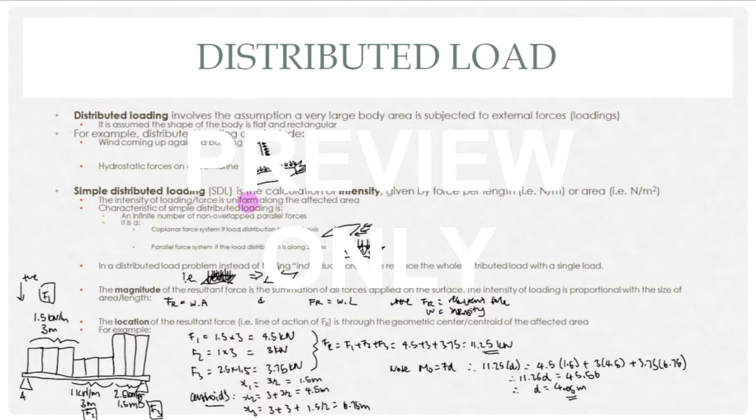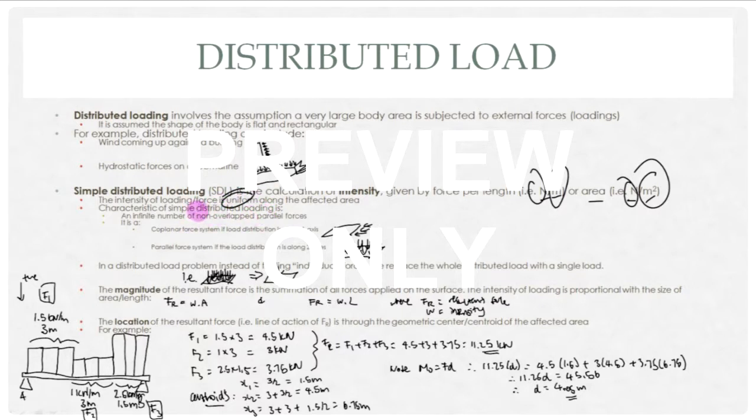It is a calculation of intensity given by force per length, so that's newtons per meter, or force per area, so that's newtons per meter squared, because length is counted in meters, area is calculated in meters squared, and force is N. Now, the intensity of loading or force is uniform along the affected area. So that's the assumption that we made of uniformity.